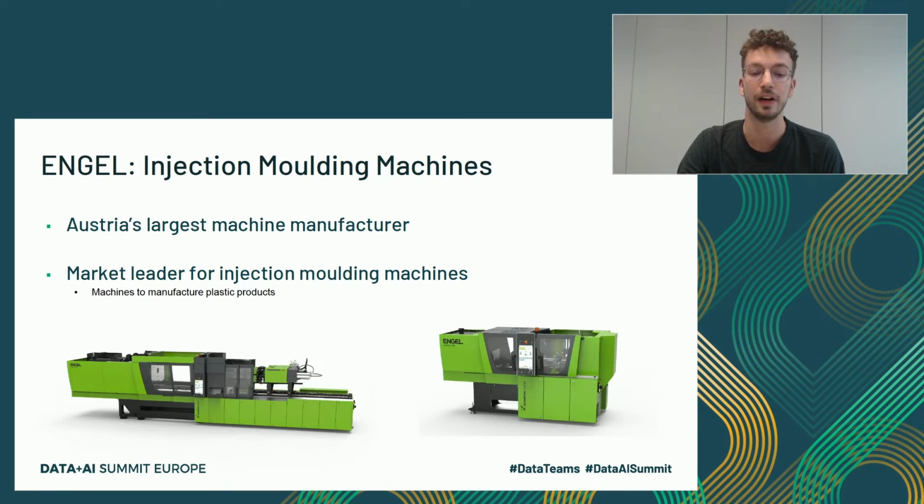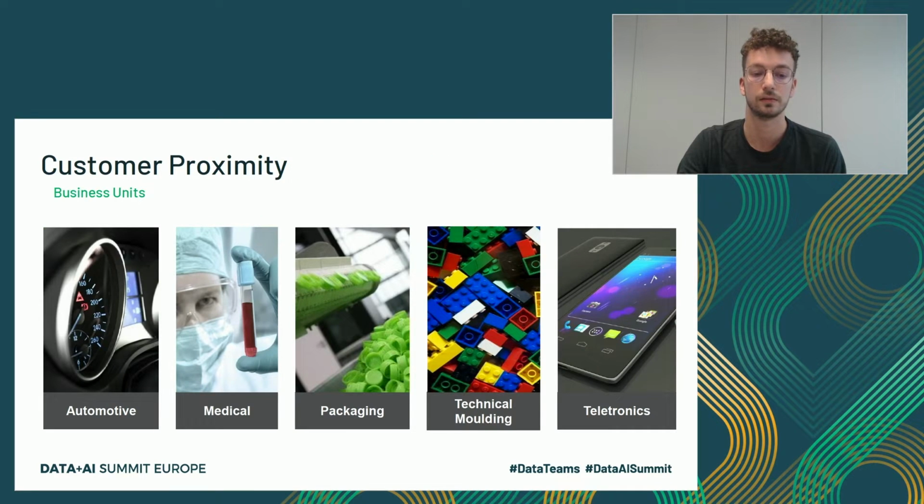ENGEL is set up in 5 different business units. And we start off with automotive, where, for instance, you have in your car panels and so on. These kinds of things can be produced by our machines. Then we have the medical area, packaging, technical molding, and also teletronics, where our machines, for instance, produce frames for mobile phones or even TVs.